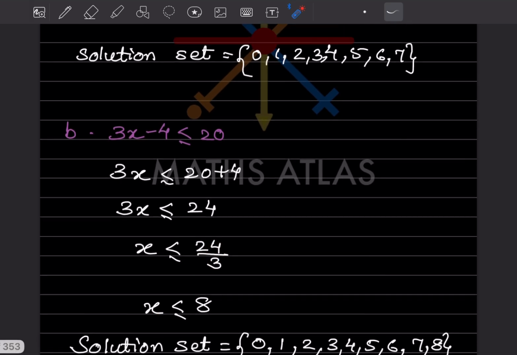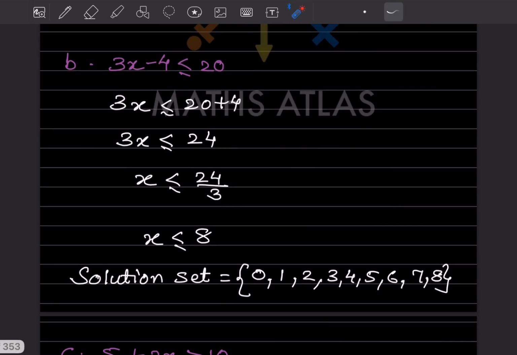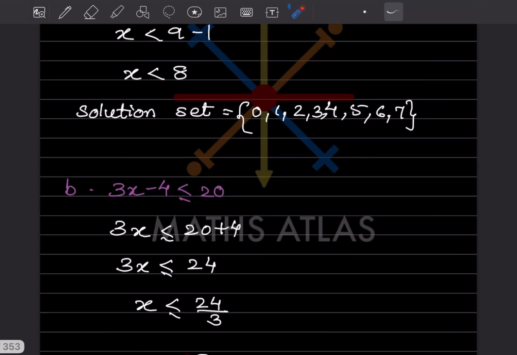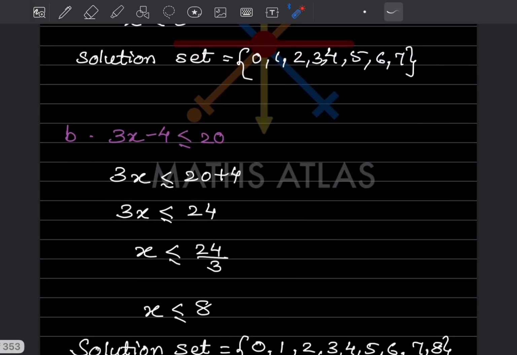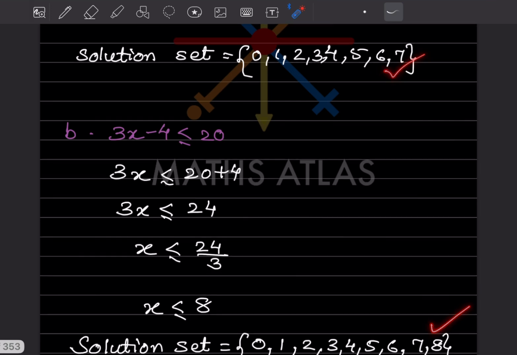So now, because this is a whole number, always start with 0. But here it says less than, here it was just less than, but it should be equal to 8 also. So we have to include 0 to 7 as well as 8, because it should be equal to 8 as well. So see the difference between the first and the second problem.